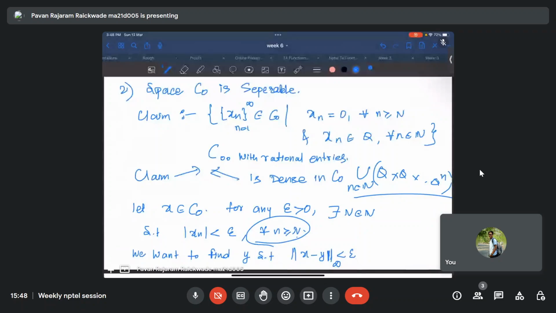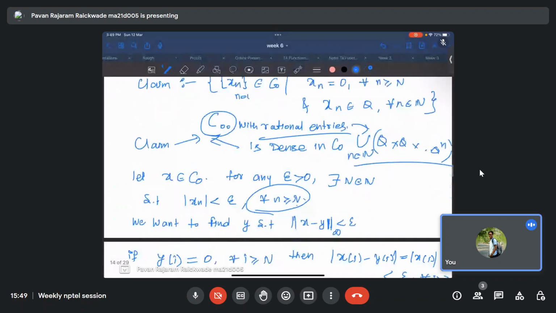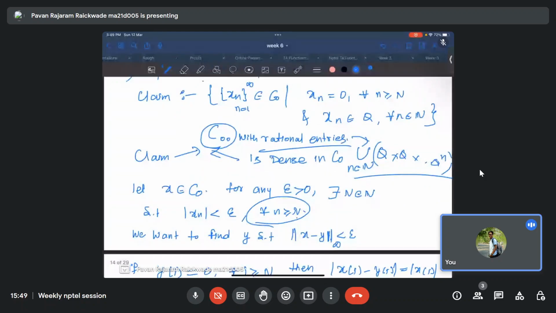We want to prove that c naught is separable, so I am creating a countable dense subset here. c double naught is the set of all sequences such that only finitely many terms are non-zero, and every other term is zero. But I take only such sequences with rational entries. So that set will be countable. My claim is that the set is also dense in c naught. If I take any point of c naught and any epsilon neighborhood around it, I should get an element from the set in that neighborhood.